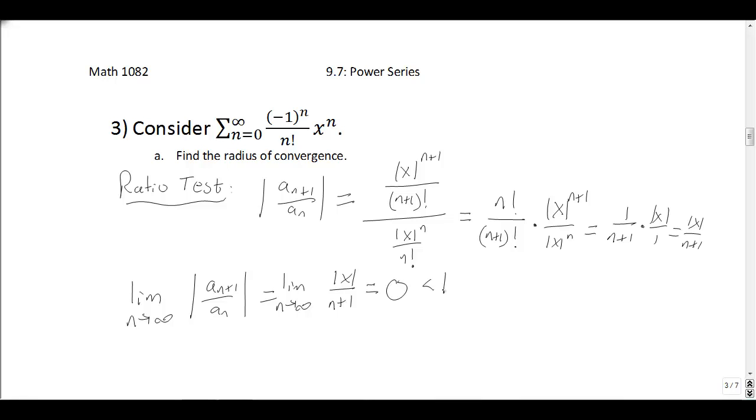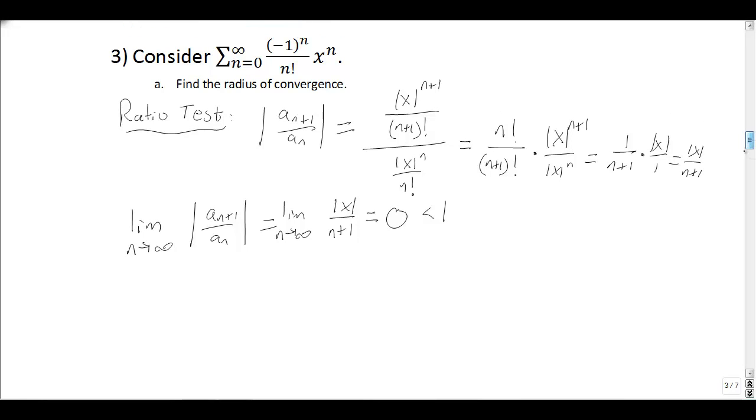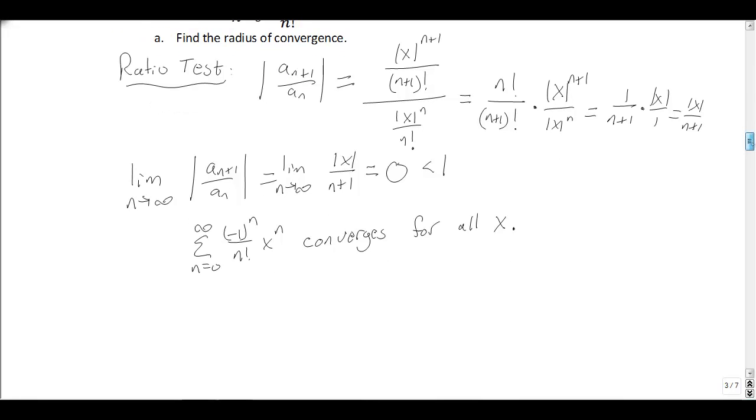Note, that's less than 1. And this tells us something really nice here, that no matter what x we plug into our original power series, we're going to get absolute convergence. So what we get here is that our series, sum n equals 0 to infinity, negative 1 to the n over n factorial x to the n, is actually absolutely convergent for all x. So that's a really nice thing to say. And now we're asked for a radius of convergence.